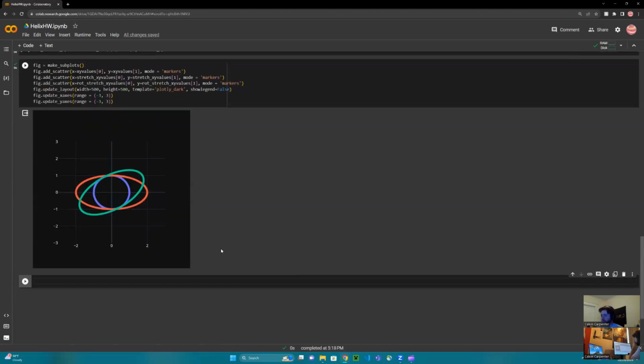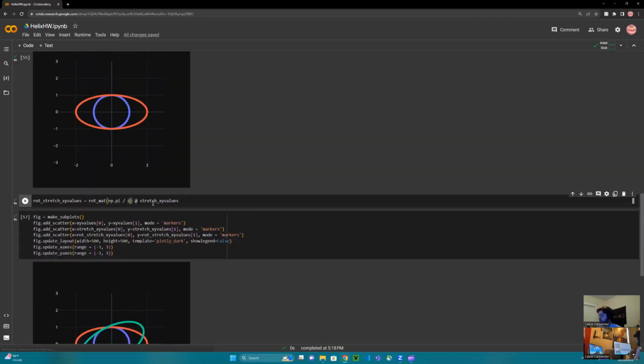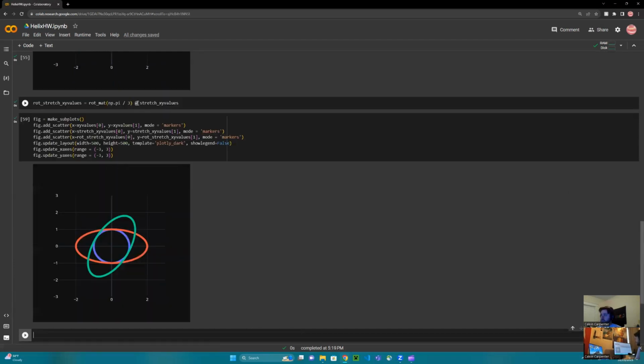Okay. So as you can see, we've rotated it by a factor of pi over 6. And we could change that if we wanted to. Let's do like pi over 3. Rotate a bit more. Pi over 2. So whatever factor you put in here, that's how much it'll rotate.